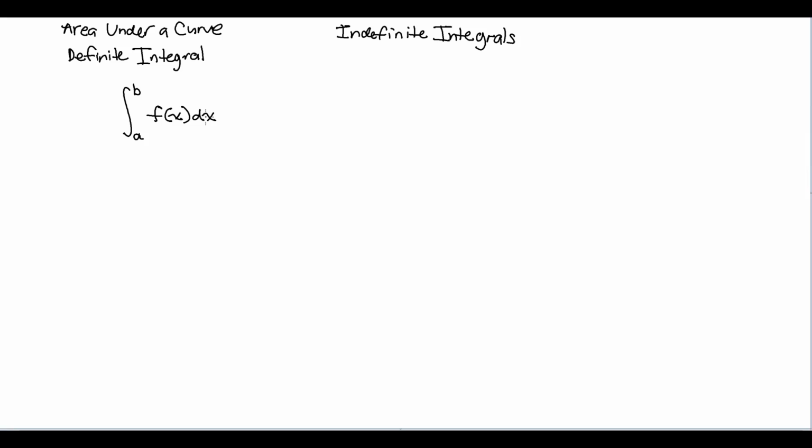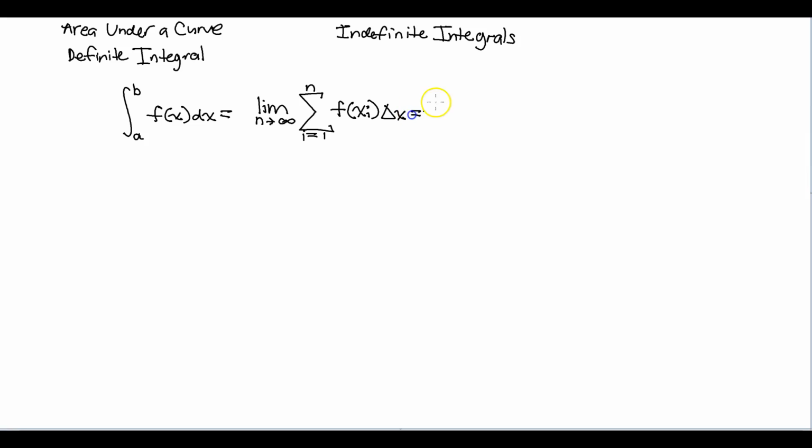Now, the definite integral, this is a notation, and it is equal to the limit as n approaches infinity of the sum from i equals 1 to n of f of x sub i, where x sub i is the x coordinate of each subinterval, times delta x.